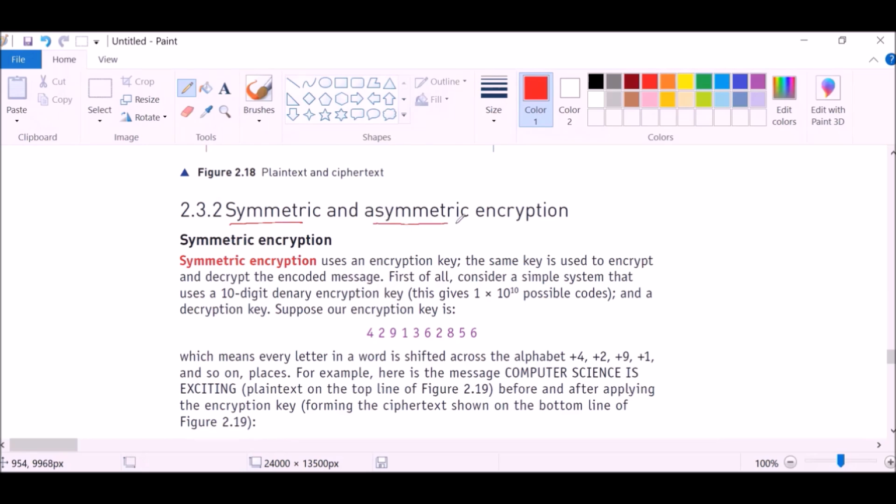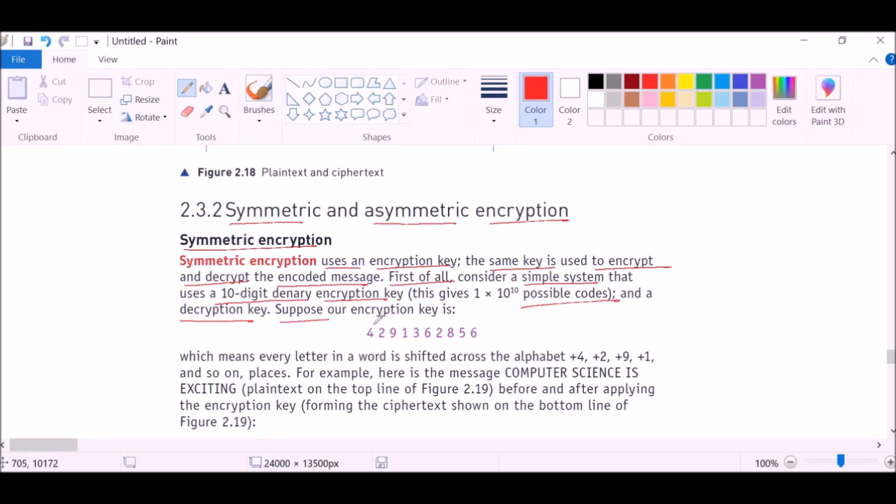Symmetric and asymmetric encryption. Symmetric encryption. Symmetric encryption uses an encryption key. The same key is used to encrypt and decrypt the encoded message. First of all, consider a simple system that uses a 10-digit binary encryption key and a decryption key. This gives 10 to the power 10 possible codes.